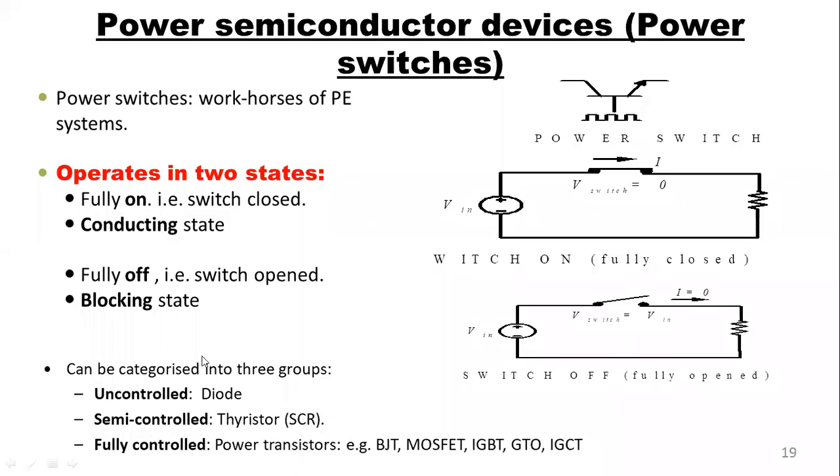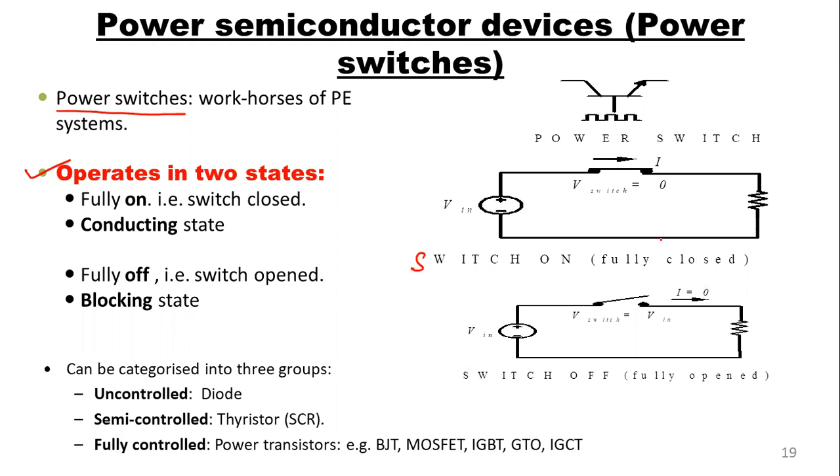Before introducing power diode in detail, I want to explain different types of switches. Power electronics is all about switches. It is actually power switches. They are the workhorses of power electronic systems. Just like a normal switch, a switch can operate in two states: a fully on state, that is the switch will be closed and conducting, and a fully off state, that is the switch will be open and blocking. So the switch is on, fully closed; the switch is off, fully open.